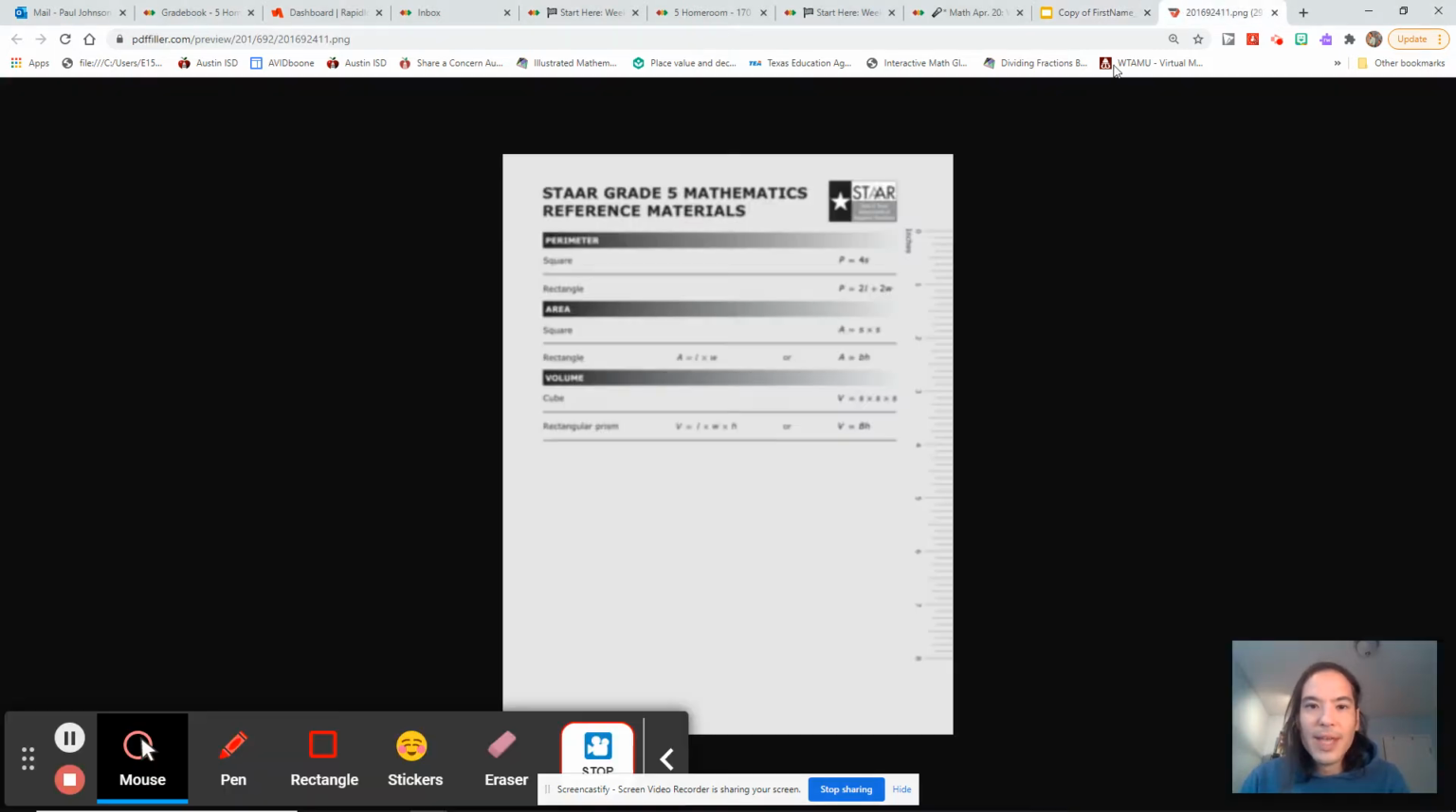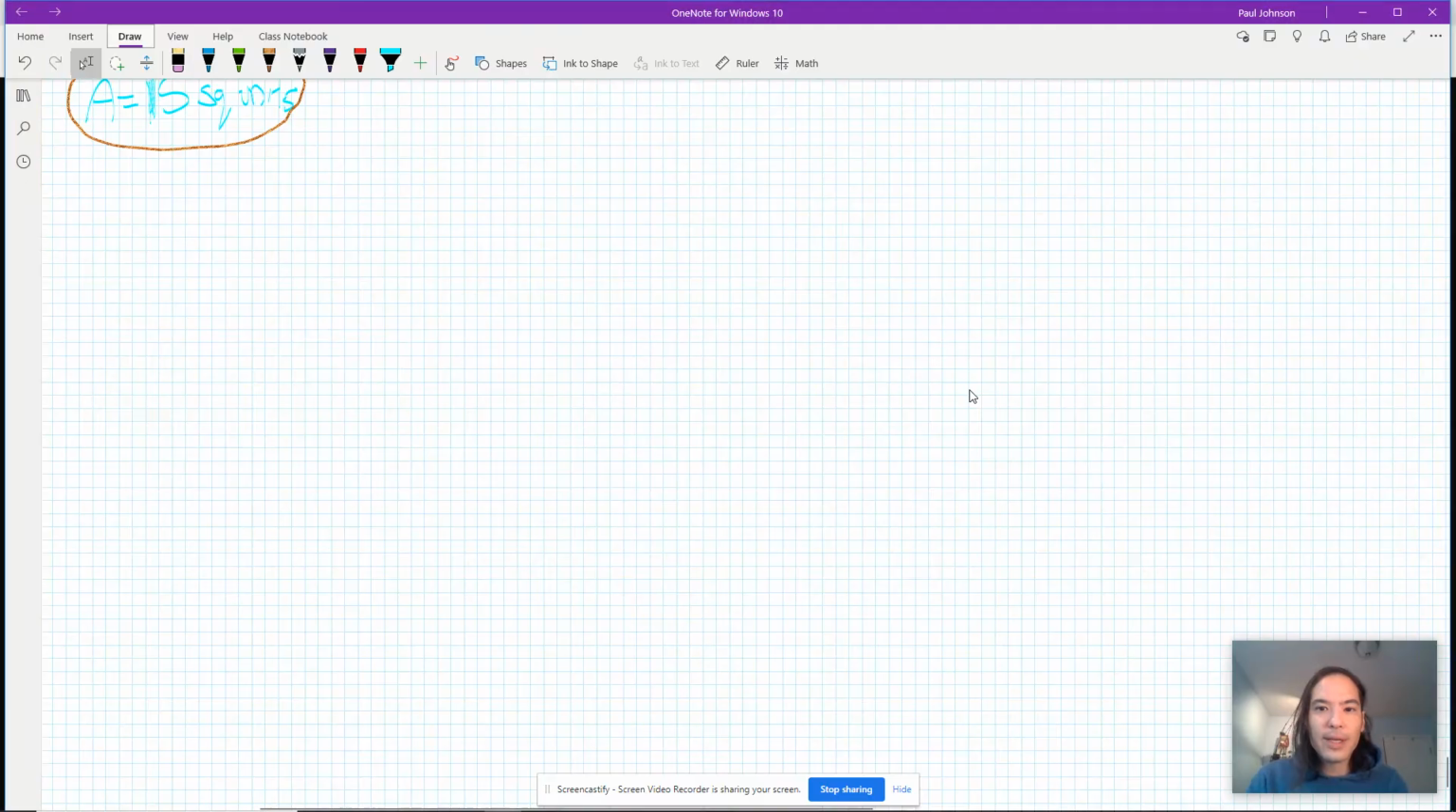Oops, it's over here. Handy dandy cheat sheet. So I'm going to look. Perimeter of a square is 4 times the side length. All right. Area of a square is area equals side length times side length. So I'm going to go ahead and write these.